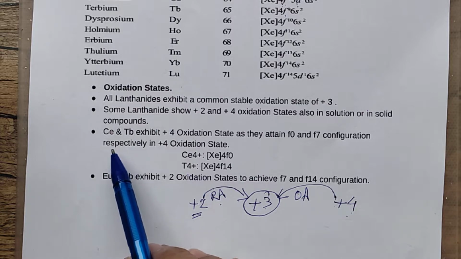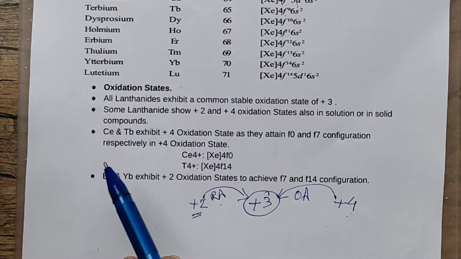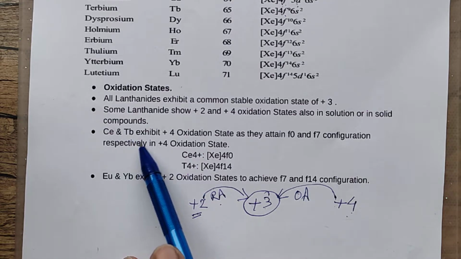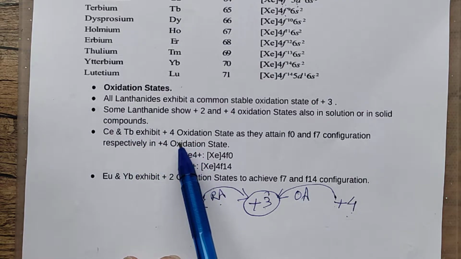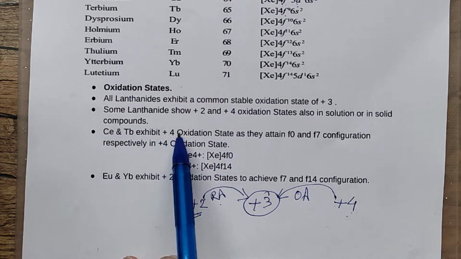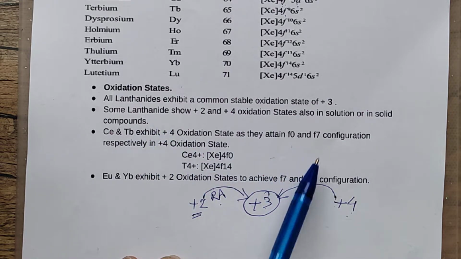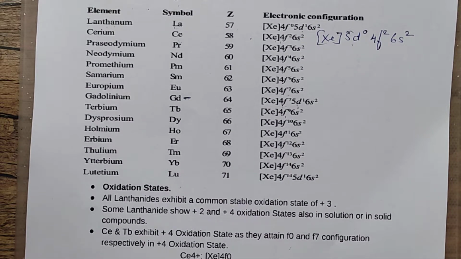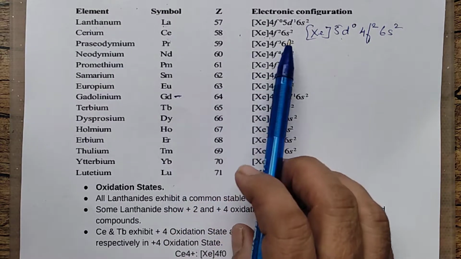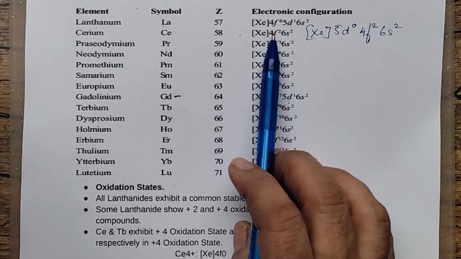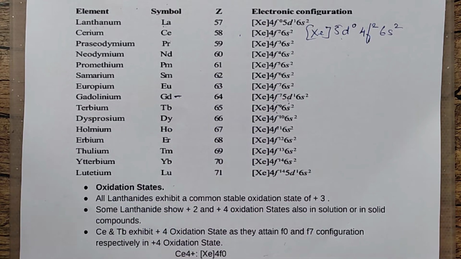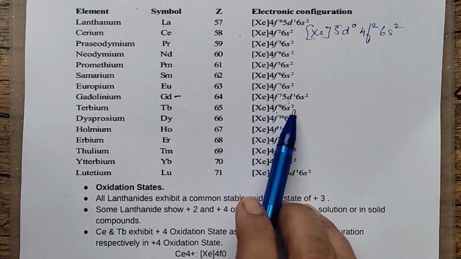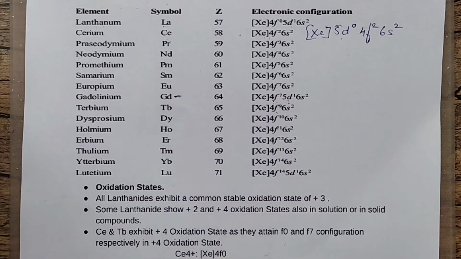Now if you check the elements we wrote just now, cerium and terbium exhibit the 4 oxidation state, because after losing those 4, they are able to get F0 and F7. Just notice this here, cerium and terbium. Check in this table, cerium. If it is losing 2 here and 2 here, it will become F0. That will be stable for it. For terbium, 2 here and 2 from here, it will become half filled F. So that is also stable for it. So these 2 elements are those which will have a tendency to exhibit 4.